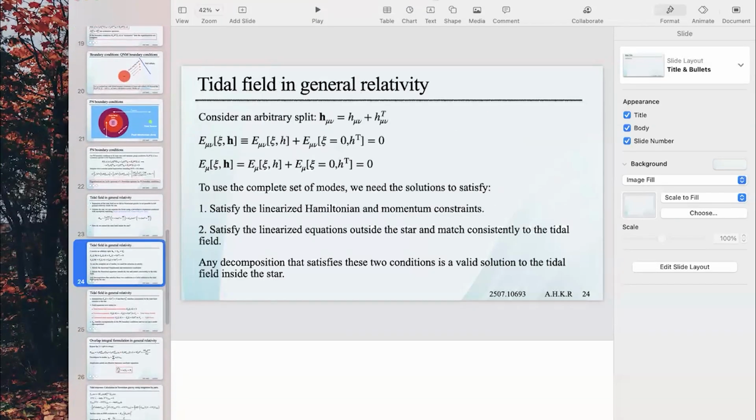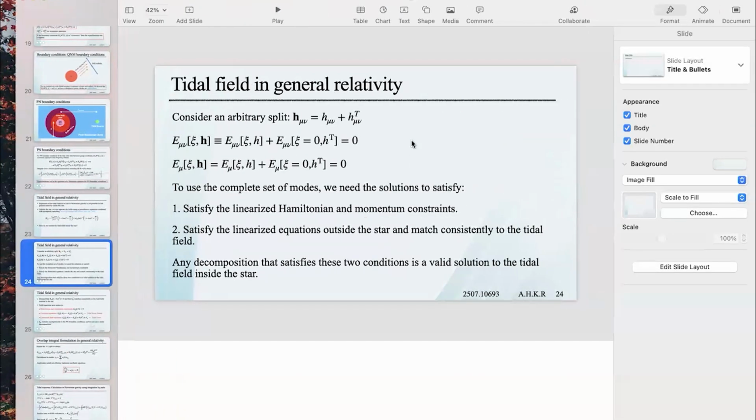So my question is, you have these two conditions that you impose, that is, the Hamiltonian and momentum constraints have to be satisfied and have to match consistently with the tidal field. I understand that these are motivated; this has to be satisfied in some sense. But if I use some other condition, for example, regularity at the center of the star and things like that, then also do you think we get the same tidal Love number? In other words, how much does your result depend on these assumptions?